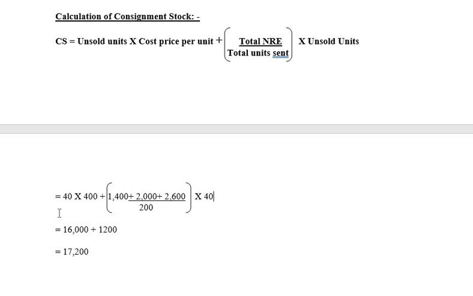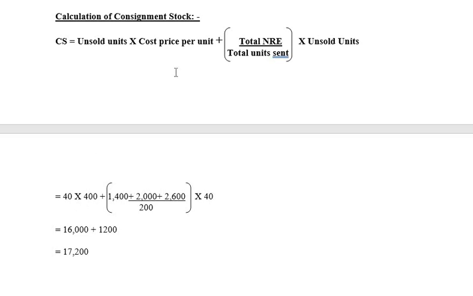So first one is unsold units. Unsold units are 40. How is it 40? 200 units were consigned and out of 200 units, 160 units were sold. So 200 minus 160 will give you 40. This is nothing but unsold units. I hope you have understood how we got this 40. That is 200 units which were consigned, minus 160 units which were sold, so 200 minus 160 is 40.